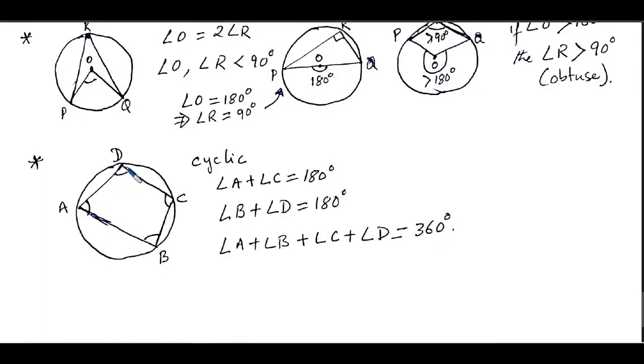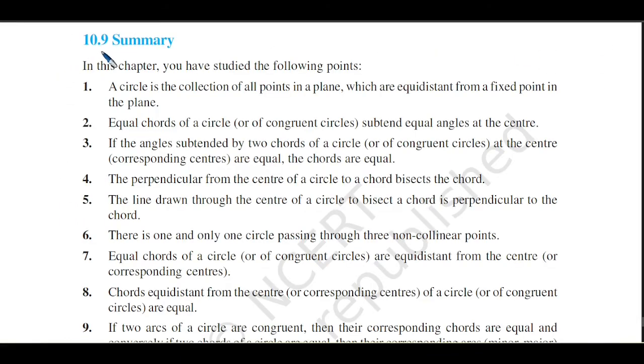And for a cyclic quadrilateral, the sum of opposite angles has to be 180, angle A plus angle C, and so on. And the sum of all the internal angles of a quadrilateral is 360 degrees. So we have covered chapter 10. This is a summary of chapter 10 in your book, so that you get convinced that yes, we have covered it.